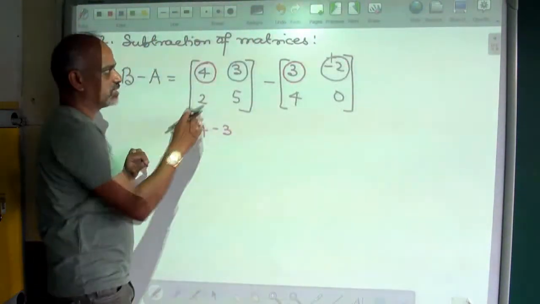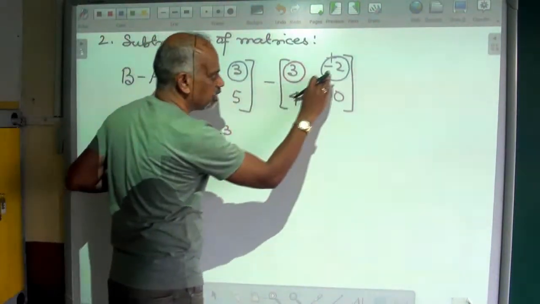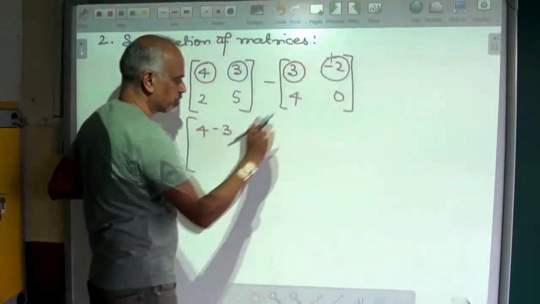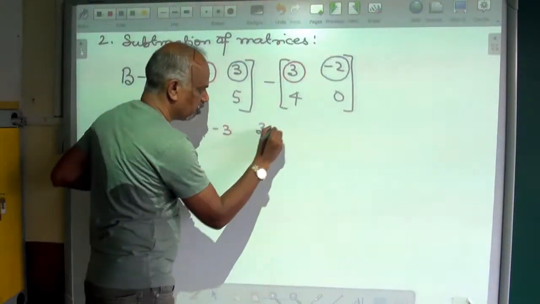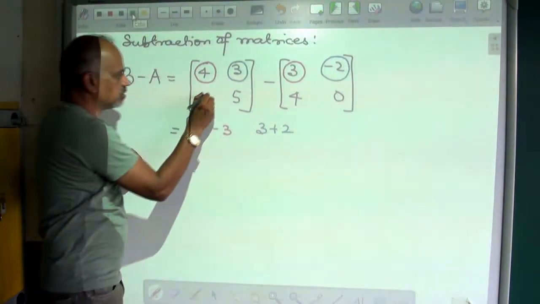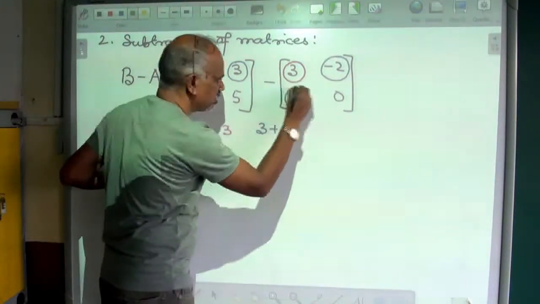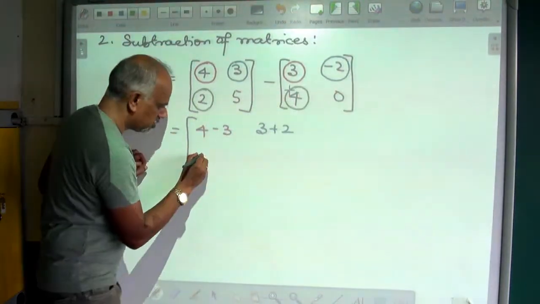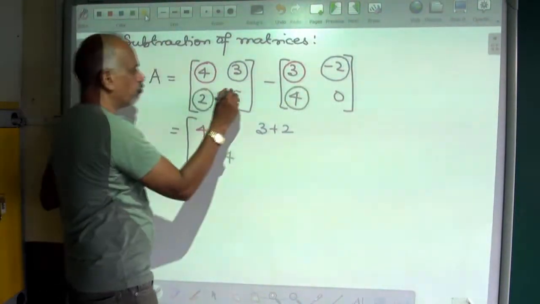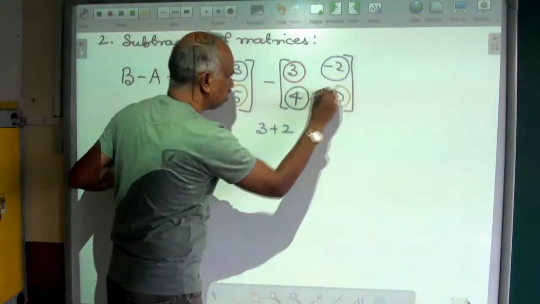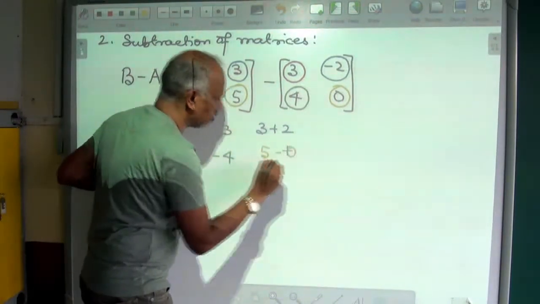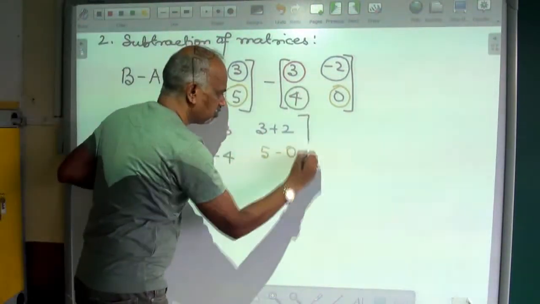Next, the second element with the second element. That is 3 minus minus 2. 3 minus of minus 2 becomes plus 2. So 3 plus 2. And then the third element with the third element, that means 2 minus 4. And the fourth element with the fourth element, that's 5 minus 0. And simplify this.